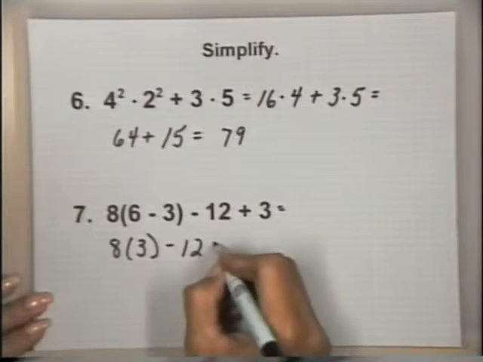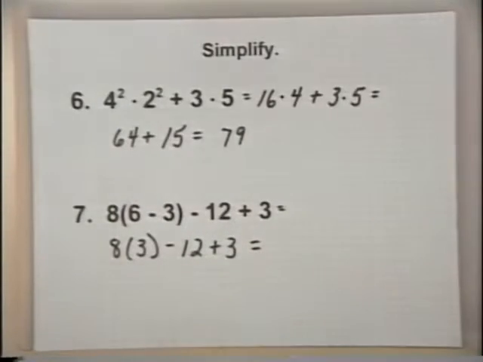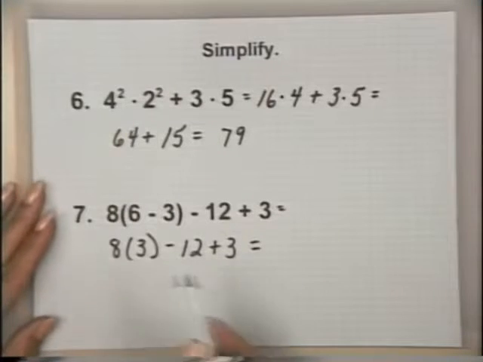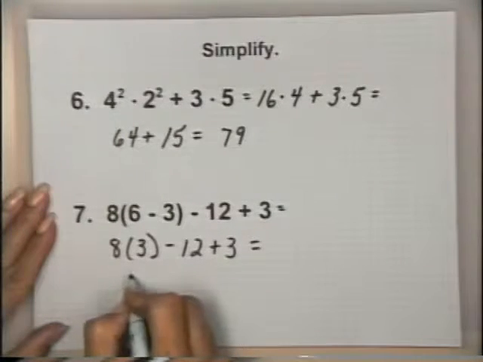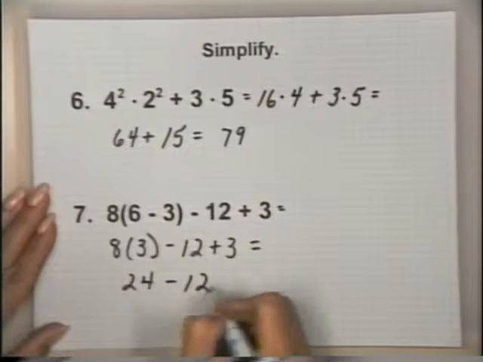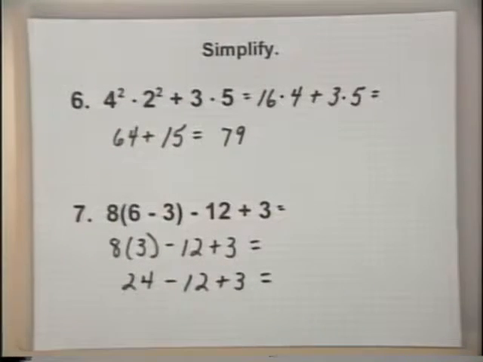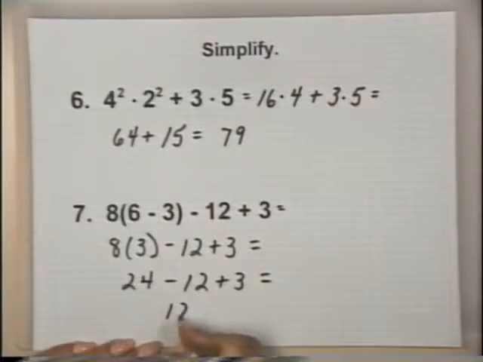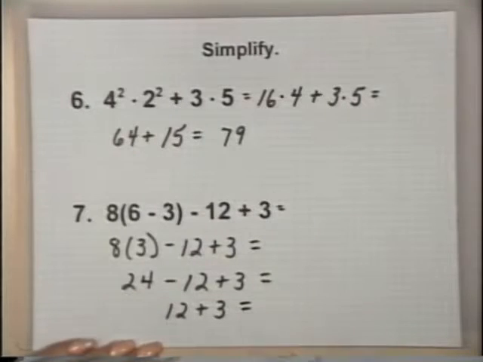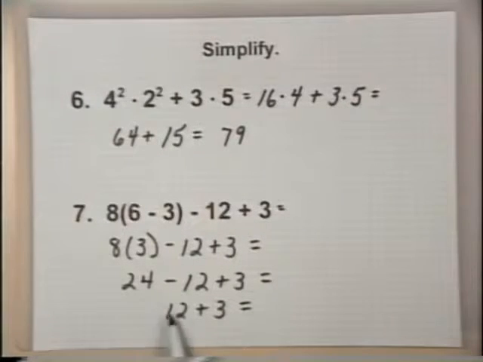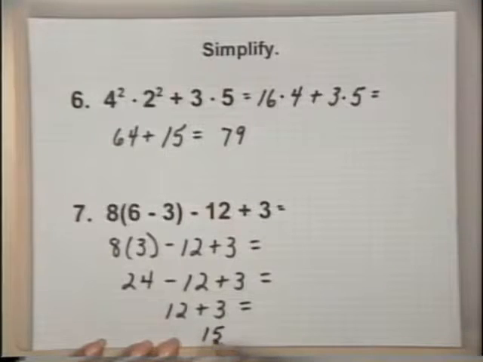Let's write subtract 12 plus 3. We look for exponent expressions. We have none, so we'll move from left to right and multiply and divide. We have 8 times 3 is 24. Subtract 12 plus 3. We have taken care of the multiplication and division. Now let's move from left to right and add and subtract. We have 24 subtract 12, which is 12, plus 3. 12 plus 3 then gives us 15.